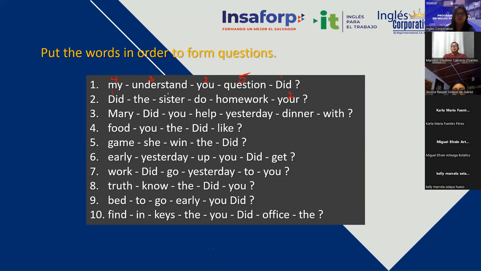Number two. Did your sister do the homework? Mm-hmm. Did your sister do the homework? What about number three? Did you Mary help yesterday? ¿Cuál sería el verbo? With help. Did you help Mary? With Mary. Did you help Mary with dinner? With dinner. Yesterday. Yes. Es que sí le ayudó a Mary a cocinar, ¿verdad? Did you help Mary with dinner yesterday?